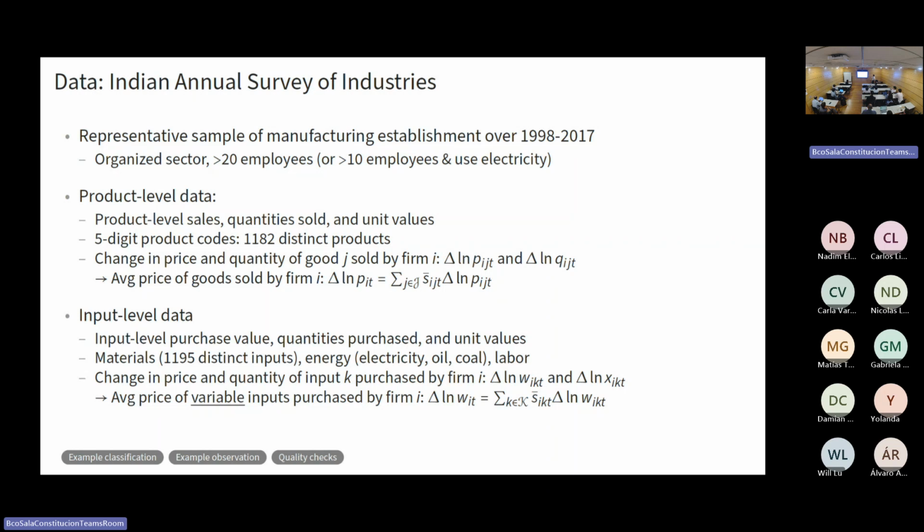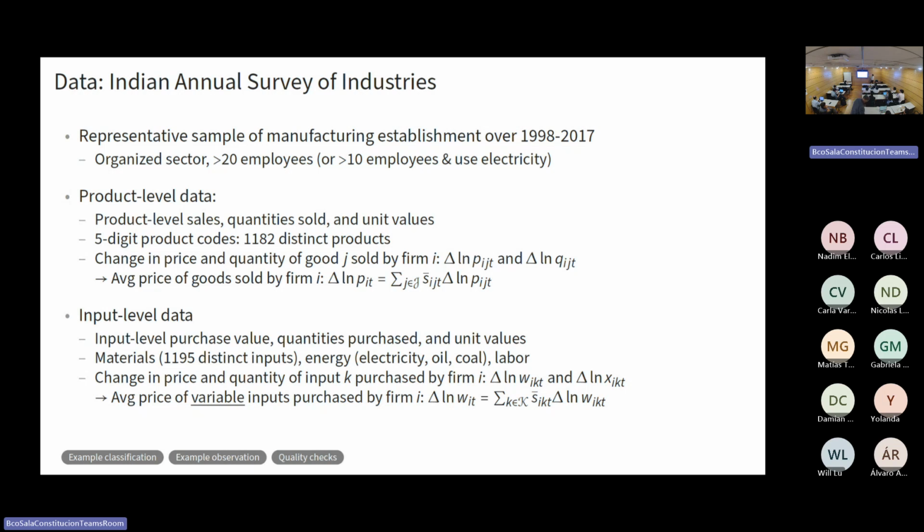Now, in a paper about inflation, you really need data on prices. And so the cool thing about the ASI is that at the product level, for each product that the firm sells, we're going to have information on the quantities that they sell and their unit values. We're going to observe that for over 1,000 distinct 5-digit products that Indian manufacturing firms sell. And because of that, we can compute indices at the firm-product-time level of changes in prices and changes in quantities that these firms sell and the prices that they charge. And whenever we need to, you can aggregate these changes in prices across different products by using a Törnqvist index.